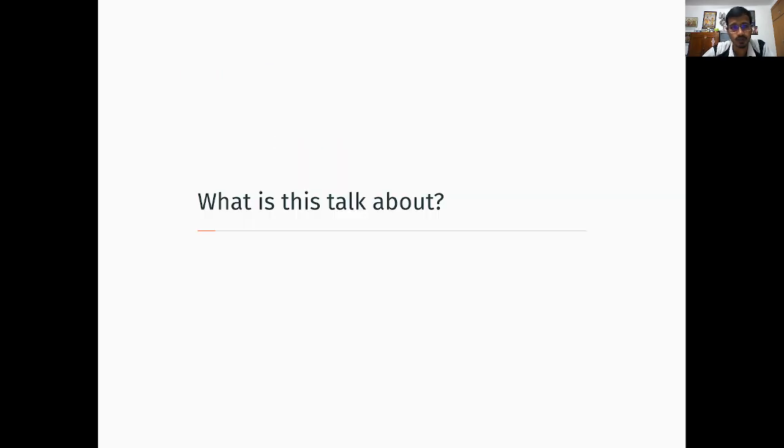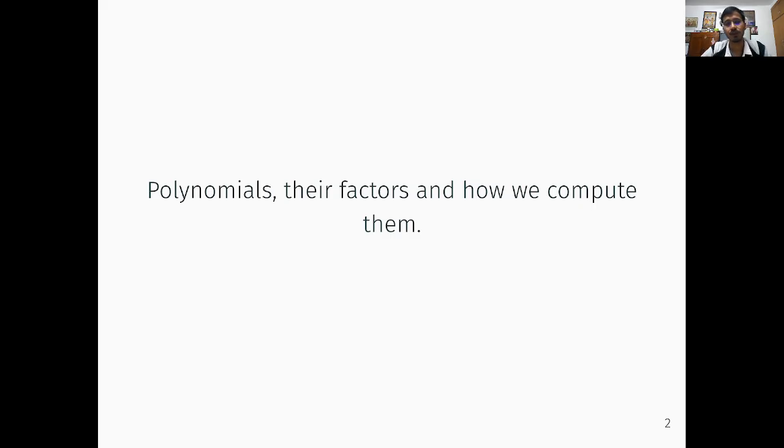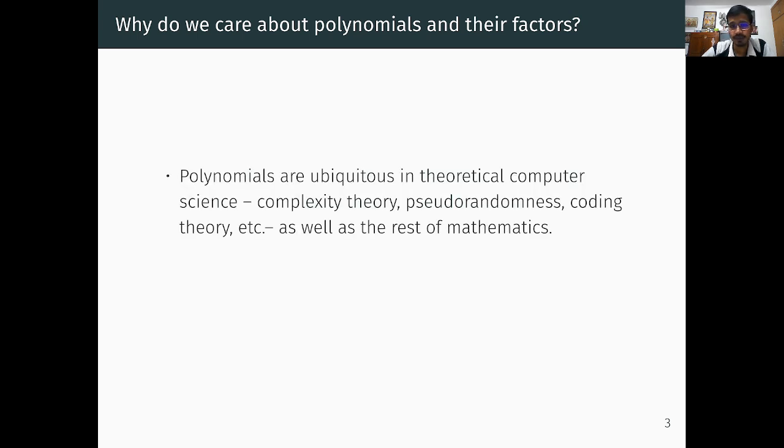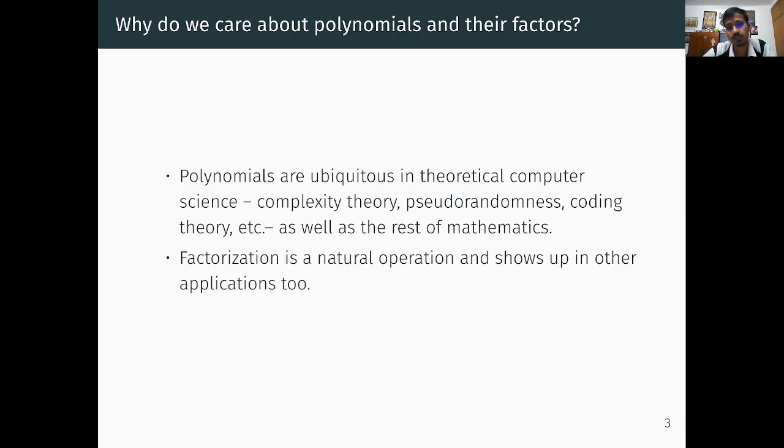So what is this talk about? It's going to be about polynomials, their factors, and how we compute them. Polynomials show up everywhere in theoretical CS, complexity theory, pseudo-randomness, coding theory, and the rest of mathematics. Moreover, factorization is an extremely natural operation which shows up even in grade school, and it shows up in a lot of these applications. So it makes sense to try and understand these objects and this operation.